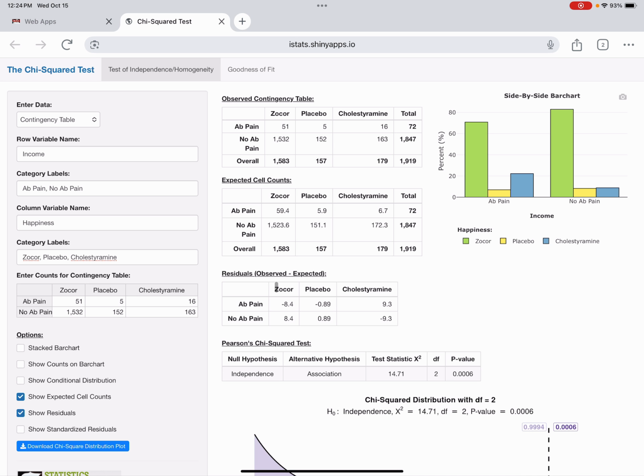If we want to know what the residuals are, we can click on this little box to show the residuals. And again, it's even telling you here, the residuals are observed minus expected. So it's telling you that for Zocor patients, we observed 8 fewer patients than what we expected having ab pain. For the placebo group, it was basically spot on. And then for the cholestyramine group, we observed 9 patients more than what we expected ended up having abdominal pain. So anyway, this is good enough for us to reject the null hypothesis. We get a very small p-value, 0.0006. So let's write that down.